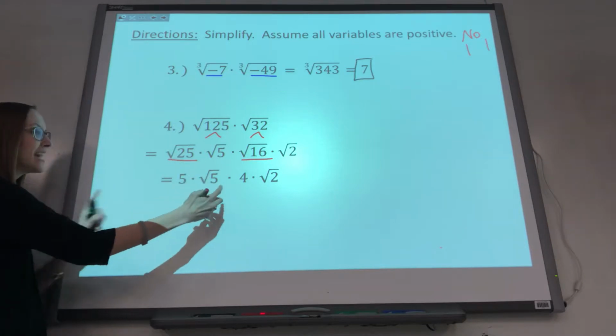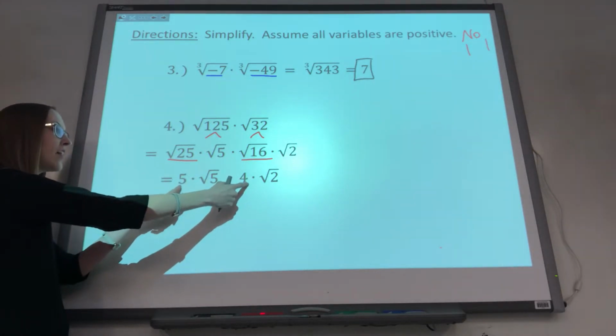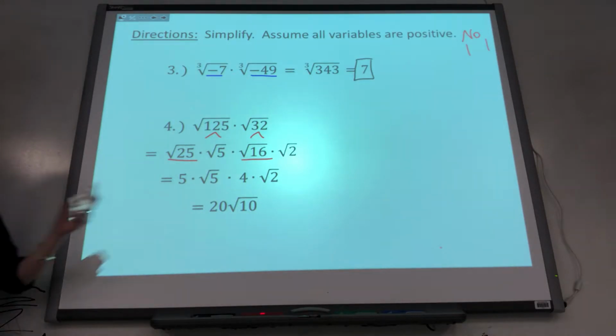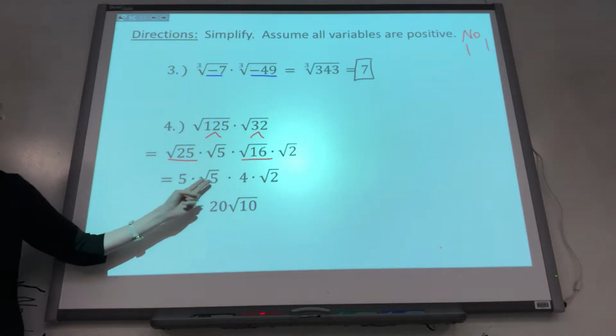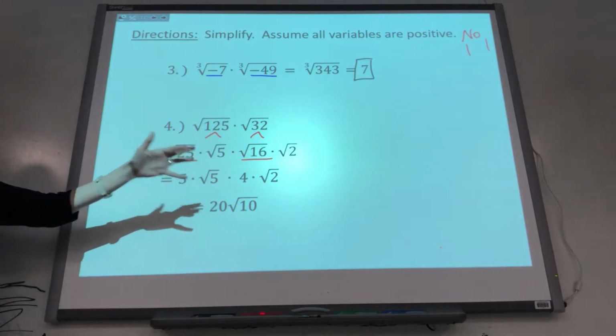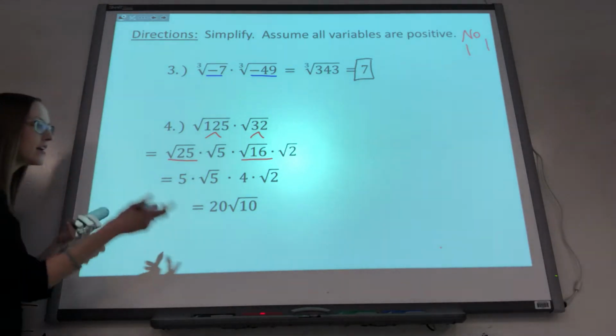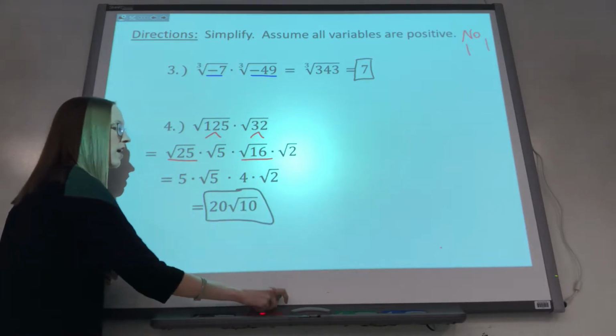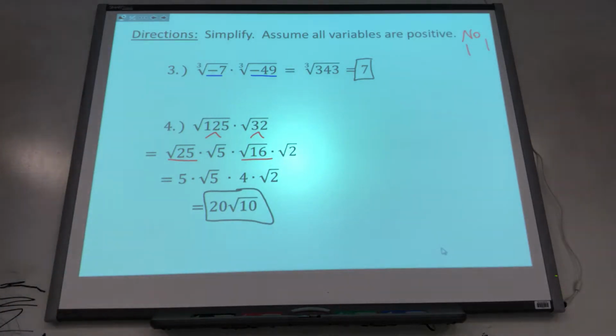Then I can take the numbers that are not under a square root, multiply those out front, and then multiply the numbers that are under a square root together, and that would be it. 20 square root of 10. That would be our final answer. Alrighty, any questions about those?